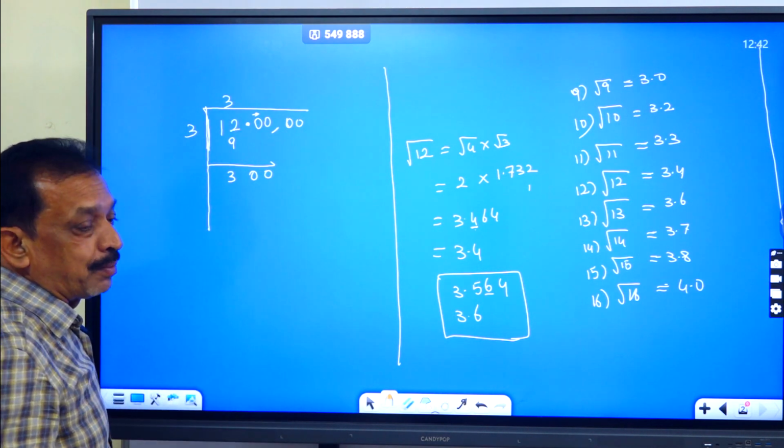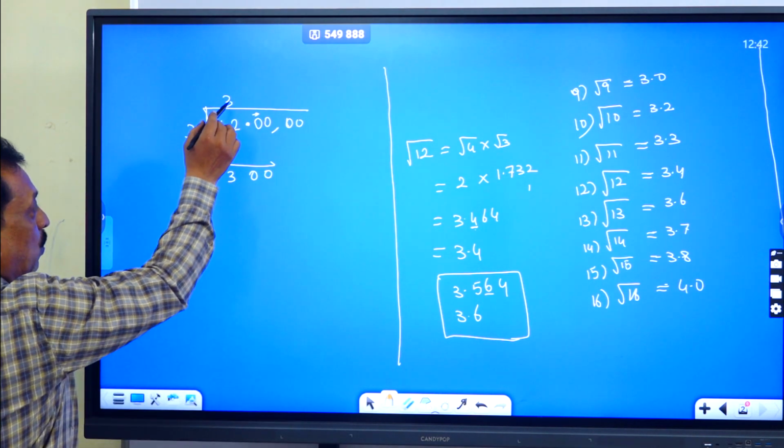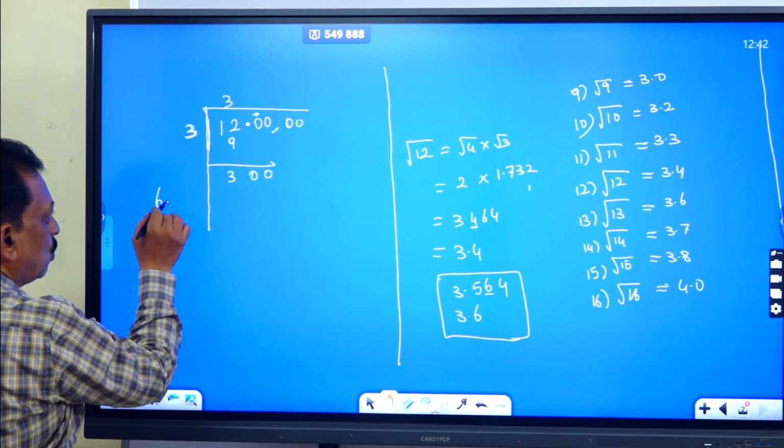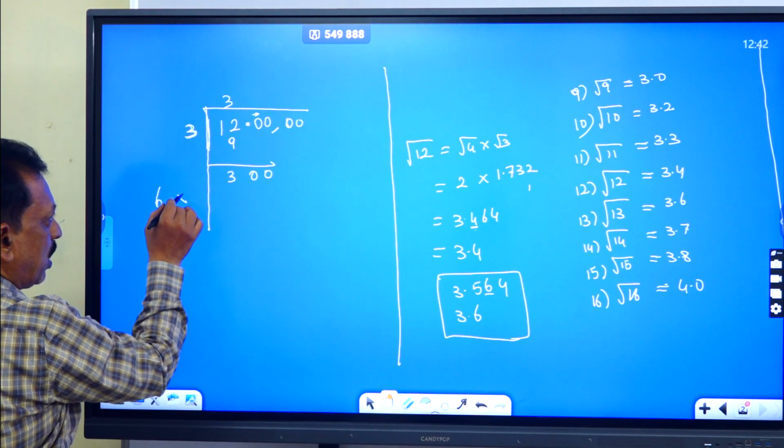This number 3 is there; double the number. You have to multiply by 2. 3 2s are 6. 3 2s are 6. So whatever the number you are keeping, with that number only you have to multiply.